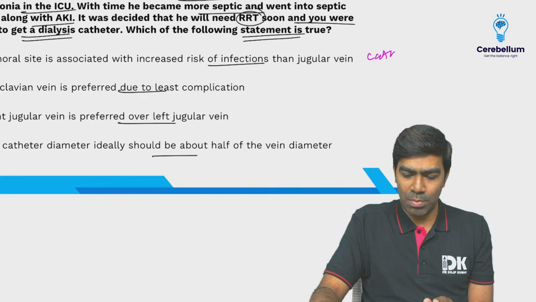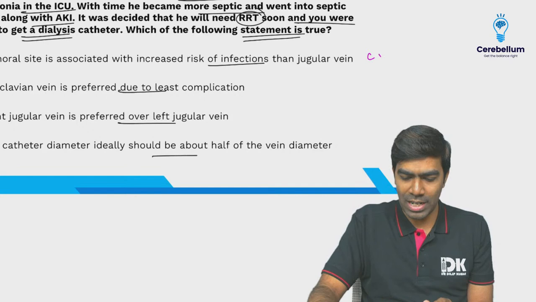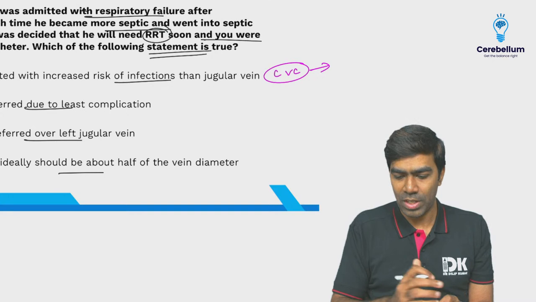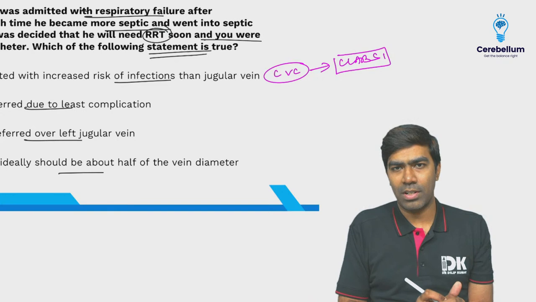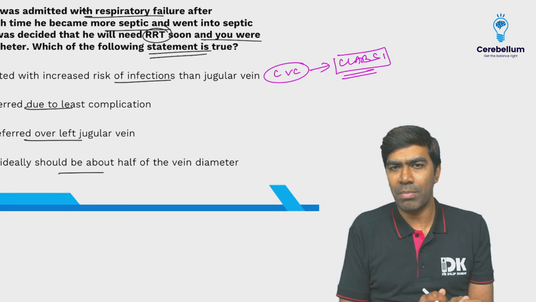Whenever you have a central venous catheter, CVC, there are two things, isn't it? CLABSI. So what do you mean by CLABSI? That's called central line associated bloodstream infection. And we have CRBSI, that is catheter related bloodstream infection. There are subtle differences between them, but both are almost the same. So in exam, think about CLABSI.